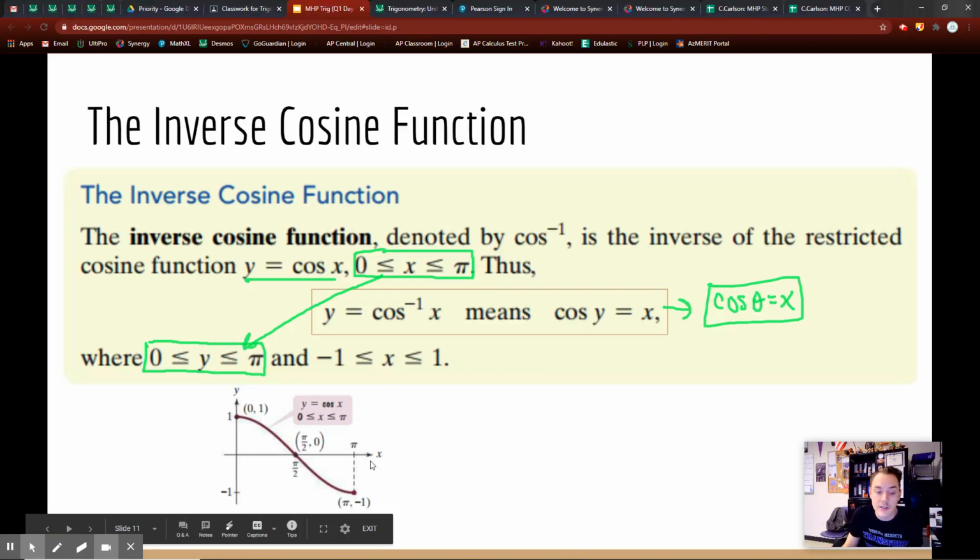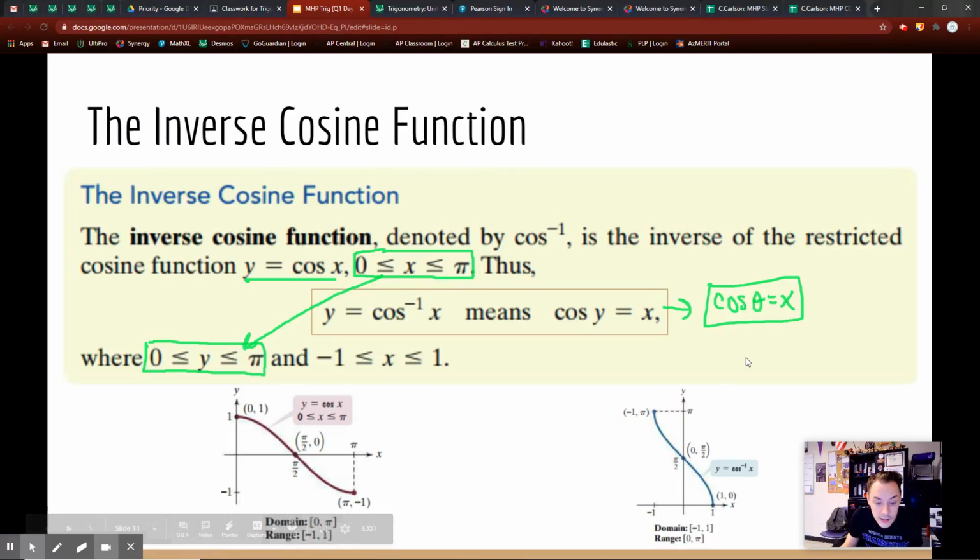This is the restricted cosine function. Cosine, not the inverse. This is restricted cosine. Notice 0 to pi, 0 to pi. Right there, 0 to pi. And that's my domain. And then this is my inverse restricted cosine function. Now notice my domain and my range have flipped. As soon as that exit thing goes away. Go away, thank you. Notice my domain and range have flipped. Okay? Notice that. Same exact thing.